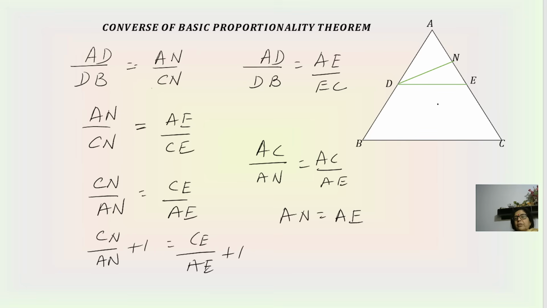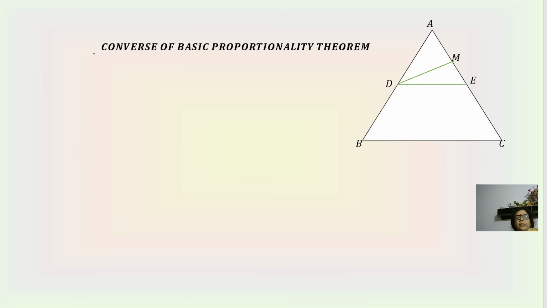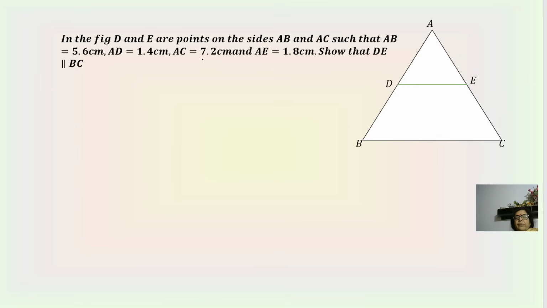So this means that AN and AE are equal. That means this can only happen when N and E are the same coinciding points, or DN is completely superimposed on DE. Since DN is parallel to BC, automatically DE is parallel to BC. So this is how we prove the statement of the theorem. Now let us move on to some applications of this theorem.